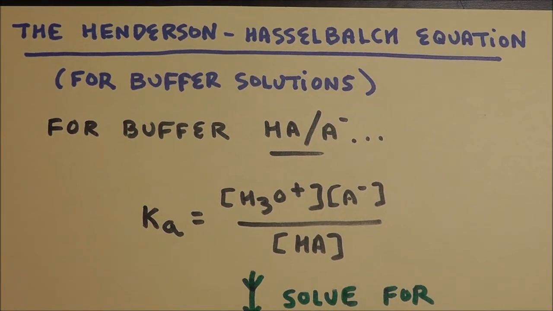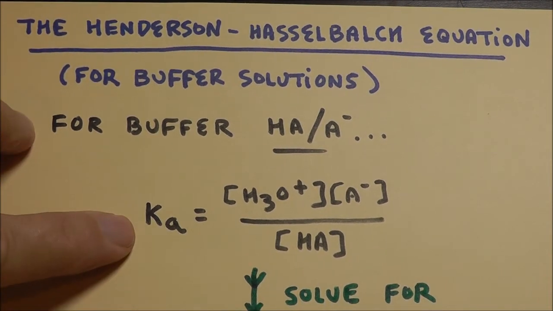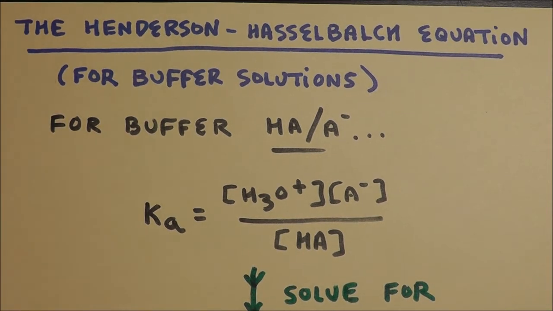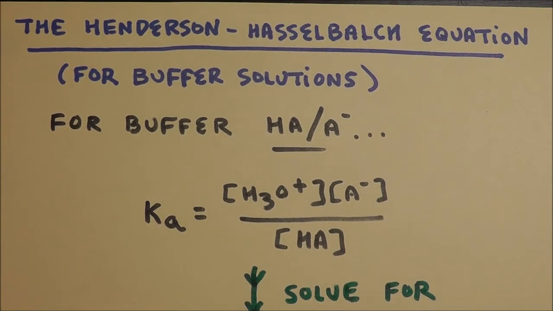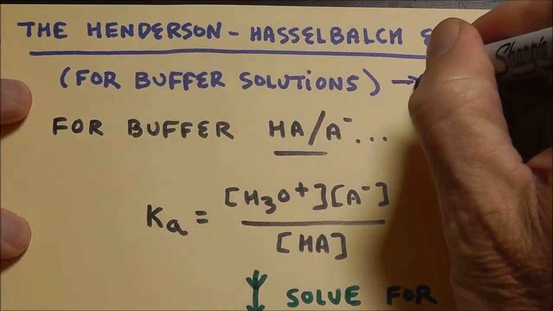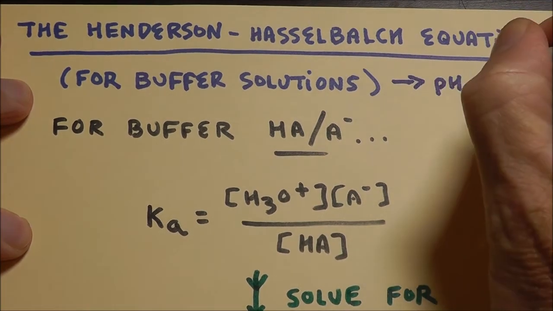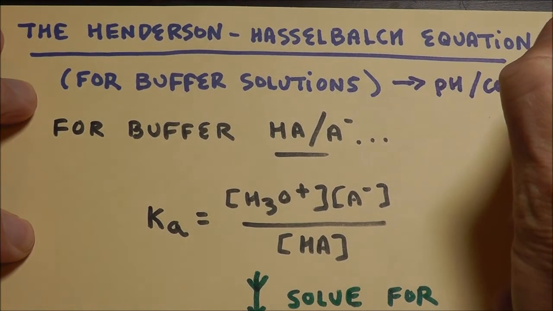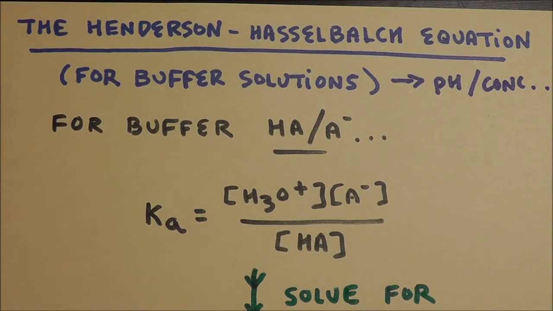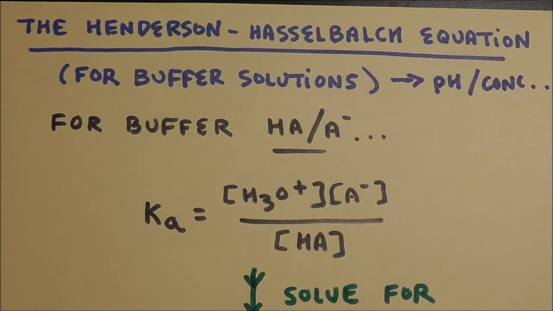And what it is, really, is just a restatement of Ka. So here's Ka for any weak acid. What if we were to try to figure out the pH of a buffer solution? This is buffer solutions, but specifically relating pH and concentration, like we just did in the last example problem.